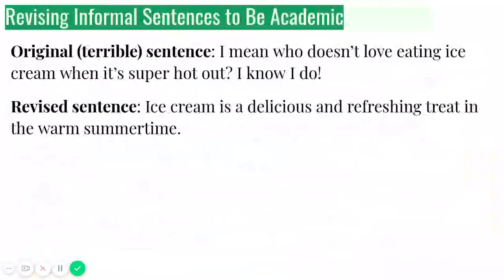And then, oh, I also wanted to go over informal versus academic. Again, I know that if you're writing about ice cream or seasons, it's not necessarily writing about war and peace, but it still needs to be academic. So if you wrote, I mean, who doesn't love ice cream when it's super hot out? I know I do. That sounds more like a conversation that you would be having with someone. This is not conversational. We're not writing dialogue. We're not writing a story, which we know is a narrative. So if you were to revise it to be academic, it would say ice cream is a delicious and refreshing treat in the warm summertime. Boom, done. It's much more direct and it's academic.